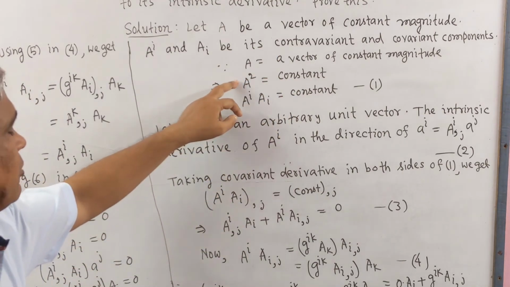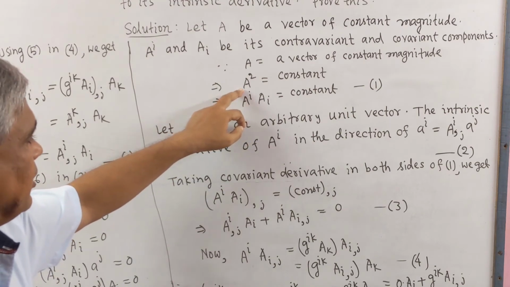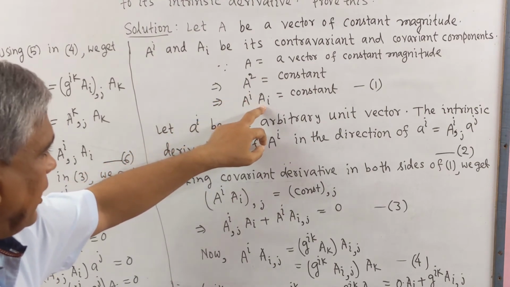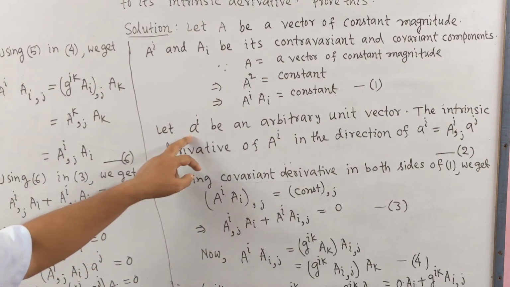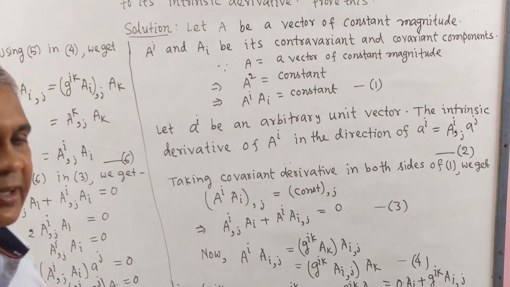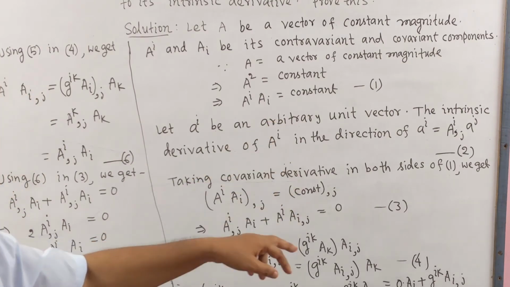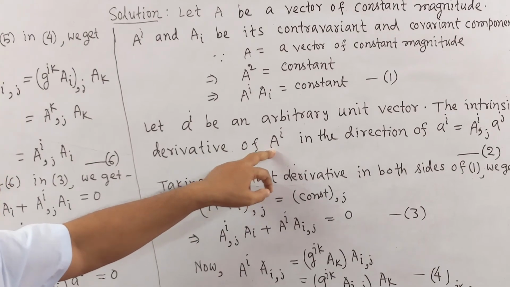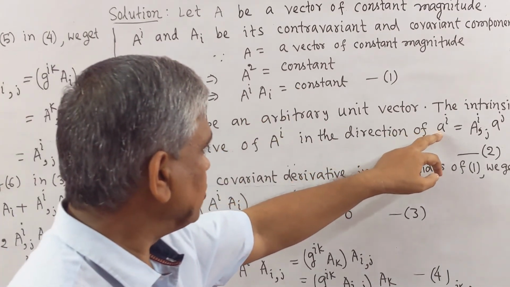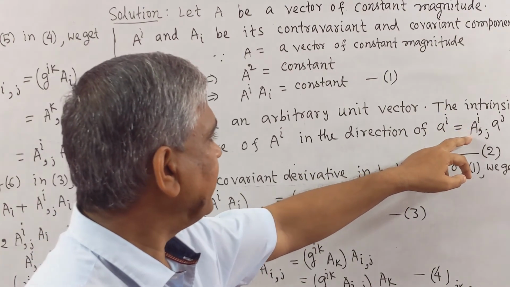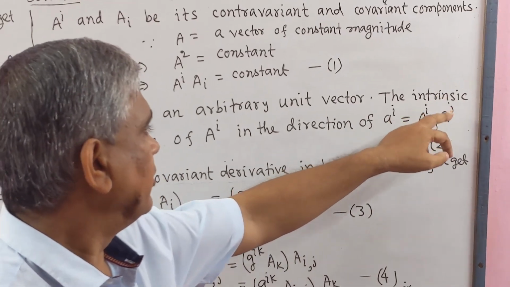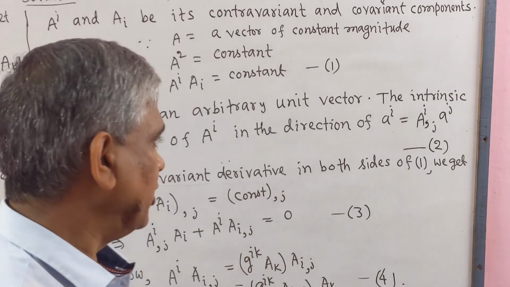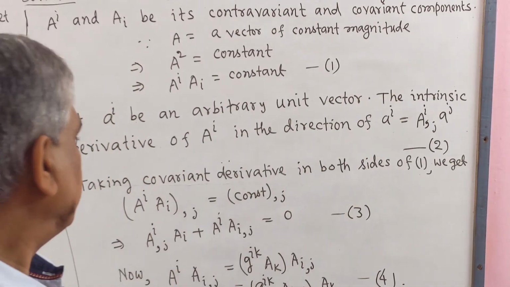Since A is a vector of constant magnitude, therefore A squared equals a constant. Since we know that A squared equals A^i A_i equals a constant, from the definition of the magnitude of a vector. Let λ^i be an arbitrary unit vector. The intrinsic derivative of A_i in the direction of this small λ^j equals the covariant derivative of A_i with respect to x_j multiplied by λ^j. Let this be number 2.